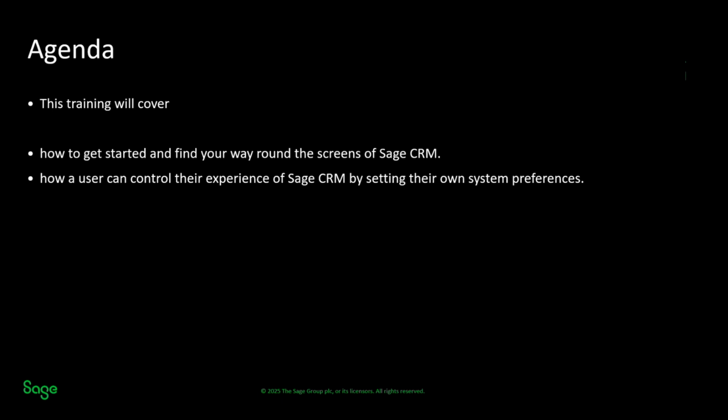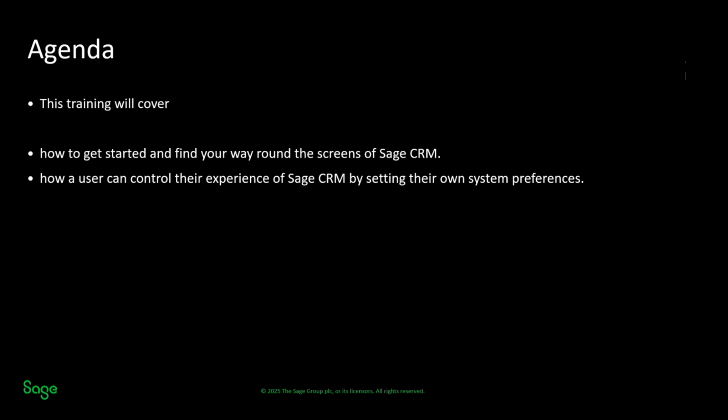In this lesson, we'll be looking at how you get started, find your way around the screens of Sage CRM, and how a user can also then start to control their own experience of Sage CRM by controlling things such as the menu, the preferences, some of the dashboard arrangements. Although dashboards will have their own series of lessons a little bit later on this year.